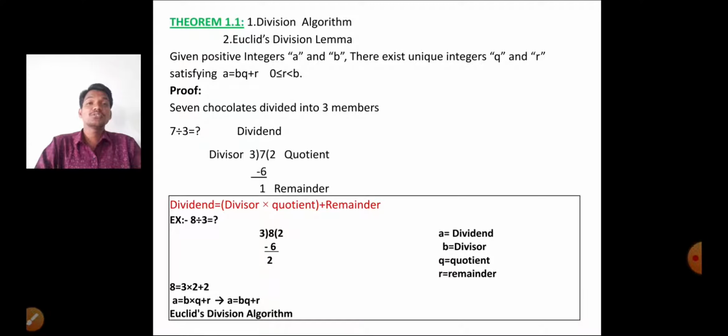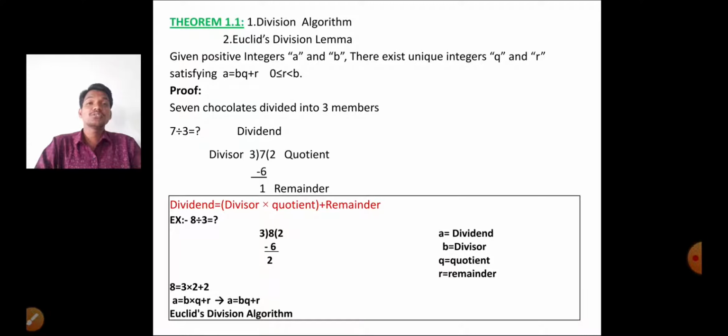So what is given here? The 7 chocolates divided among 3 members means we have to divide. 7 is the dividend, 3 is the divisor, 3 2s are 6. We will get 1 as the remainder here. So the basic method is: the dividend equals divisor into quotient plus remainder.